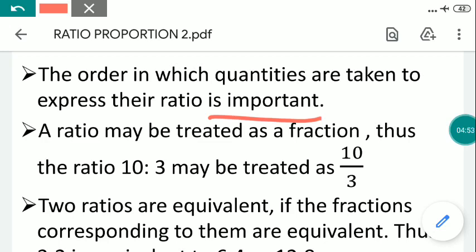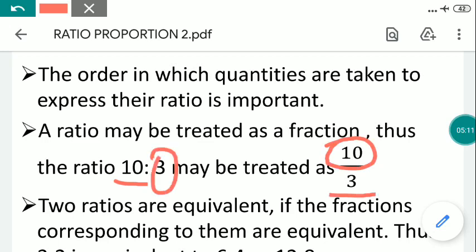A ratio may be treated as a fraction. Thus the ratio, see, 10:3. This ratio we can treat as a fraction. So this number 10 is written in the numerator and this 3 is written in the denominator. So the ratio 10:3 may be treated as 10/3 as a fraction.